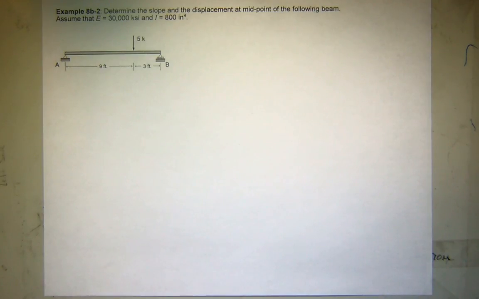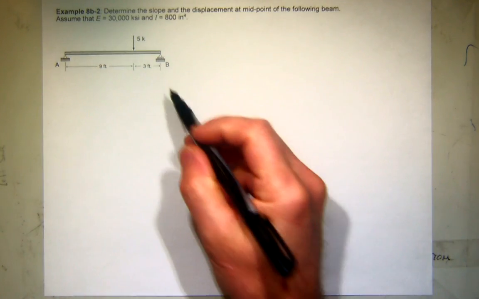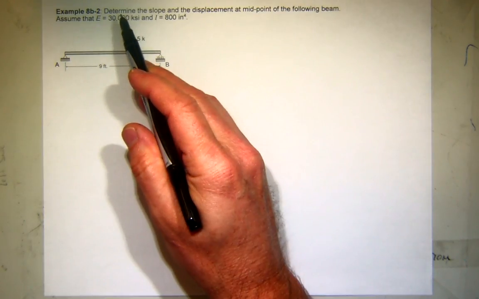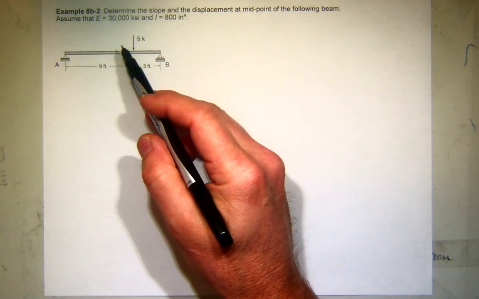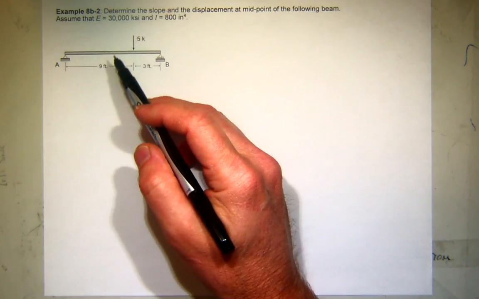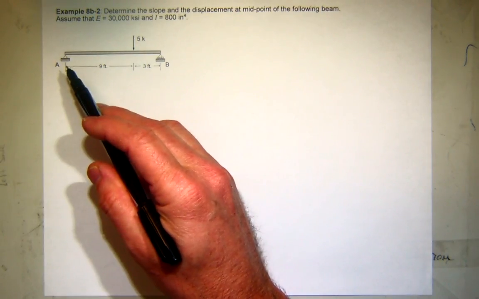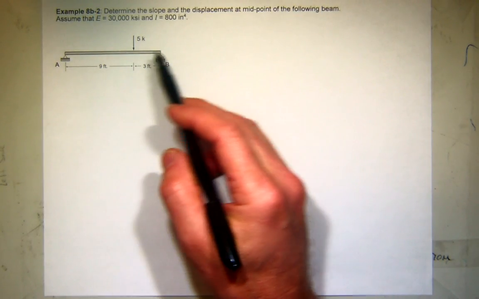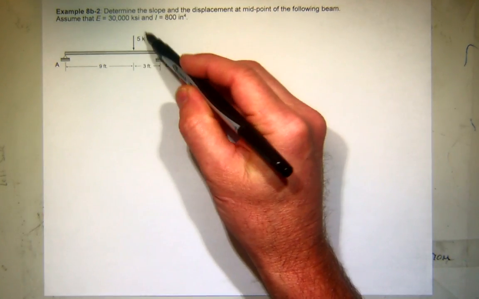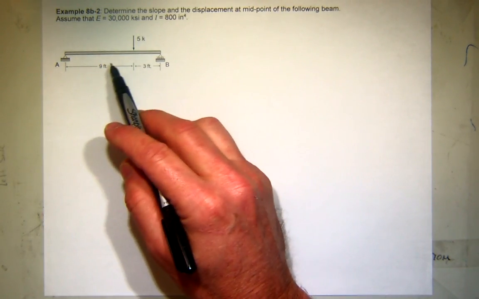All right, so let's work this guy. We're going to find the slope and displacement at the midpoint of this beam. You'll notice that it's a simply supported beam: pin at A, roller at B, and it's got this 5 kip load just off to the center.